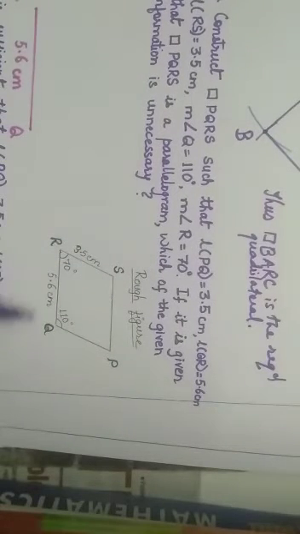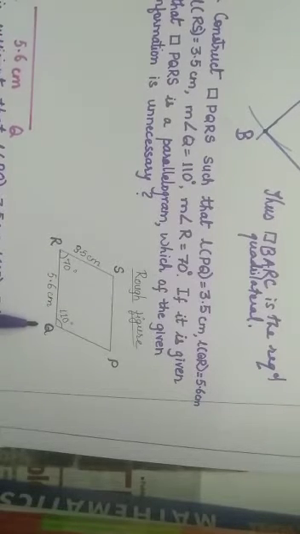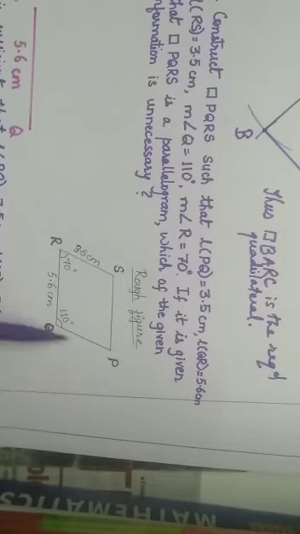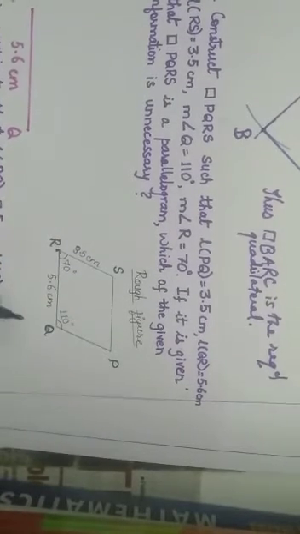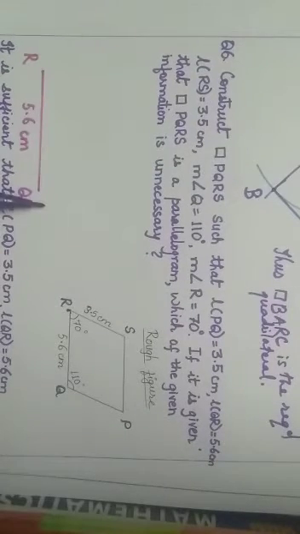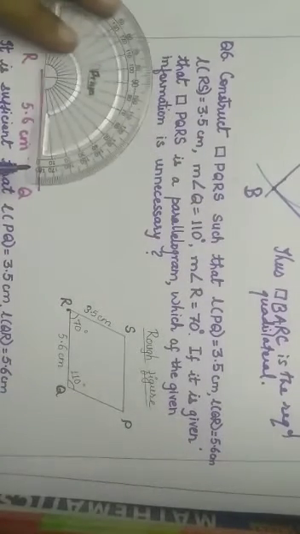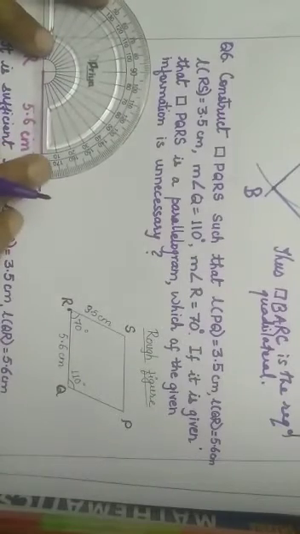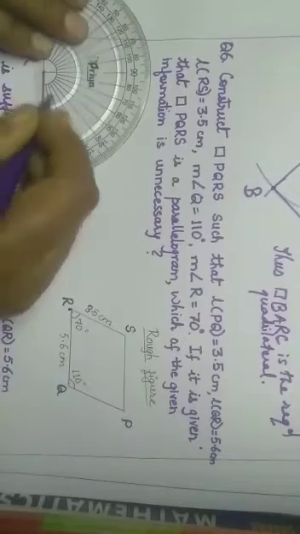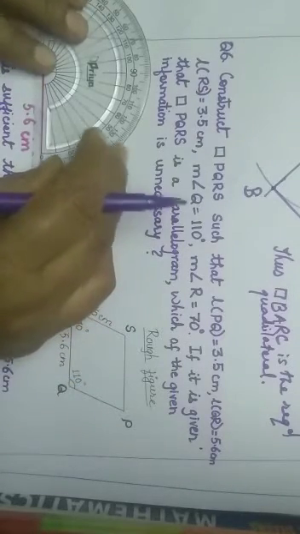So let us draw the rough figure first. This is a parallelogram P, Q, R and S. So let us take QR or RQ. What is the measure of this? As QR is given as 5.6, so we will take RQ or QR as 5.6. Now measure angle R is given as 70 degree. So let us take the protractor first. You will draw a segment base RQ as 5.6 centimeter, and from R the measure angle R is given as 70 degree. So let us take our protractor.